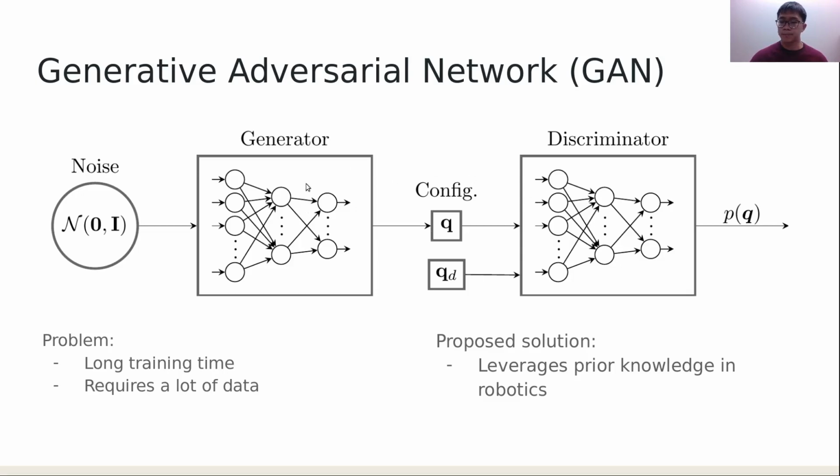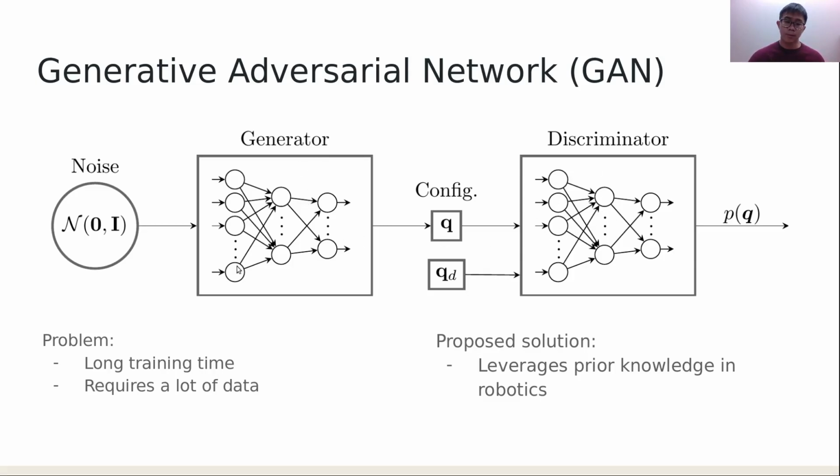So it's a competitive game between the two, where one tries to deceive the other and the other one tries to be smart in discriminating. And by the end of the training, we hope that the discriminator will learn the good features of good configurations and the generator will be able to provide configurations that are very similar to the dataset and will be considered as good configurations by the discriminator.